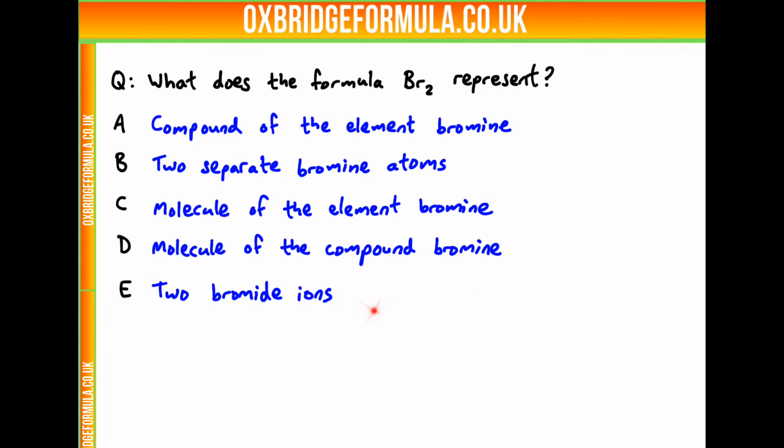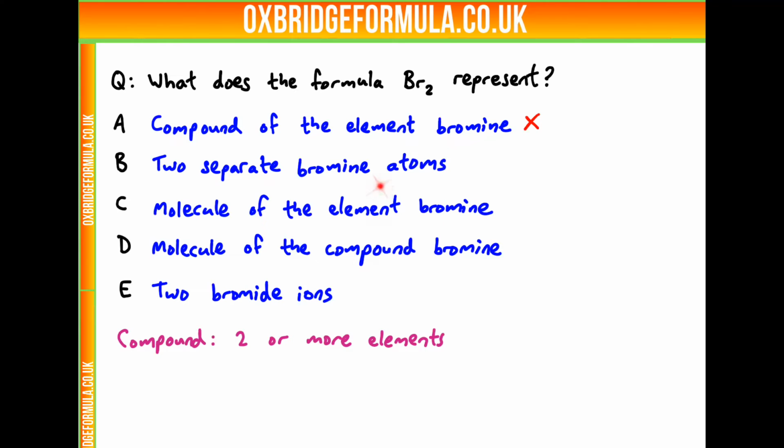So firstly, what do we think about statement A? The important thing here is to think about the definition of a compound. What is this? A compound has to consist of at least two elements. And so does Br2 represent a compound? Well, no, it does not, because there is only one type of element present in Br2, which is bromine. So it cannot be a compound, and so A is not strictly accurate.